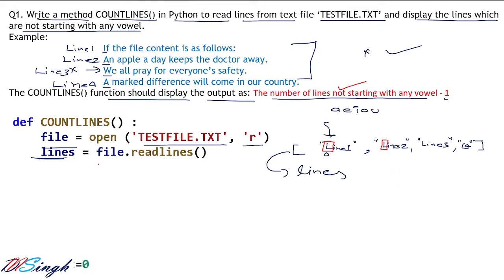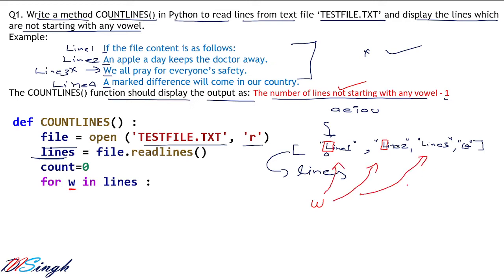So let us write the count to maintain the count of such lines which are not starting with vowel. Next line we will use a for loop to iterate over these lines. So we write for w in lines, okay, we are going to have this w variable here. And what is w of 0? Because w will have for first iteration line 1, for second iteration line 2, for third iteration line 3, for fourth iteration line 4. So w of 0 we need to compare with these vowels a, e, i, o, u, but that may be in small or capital case.